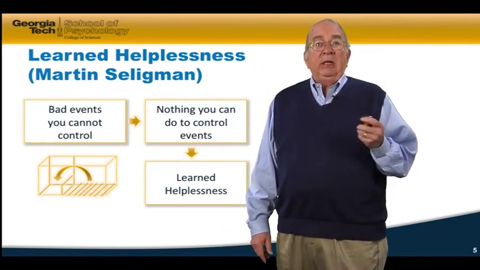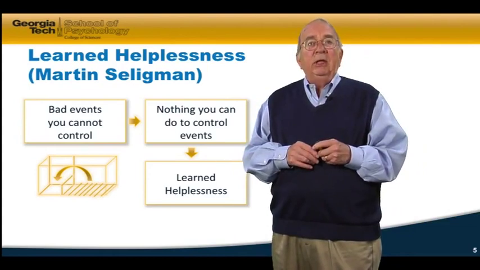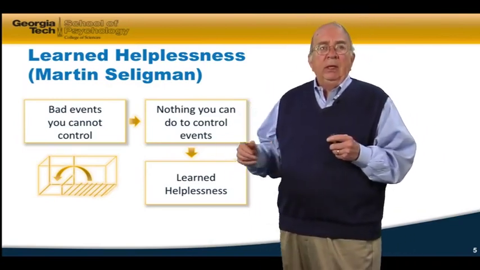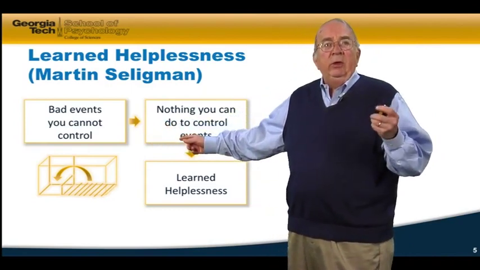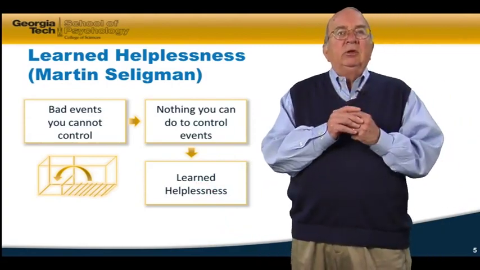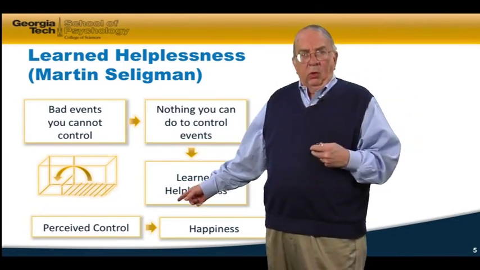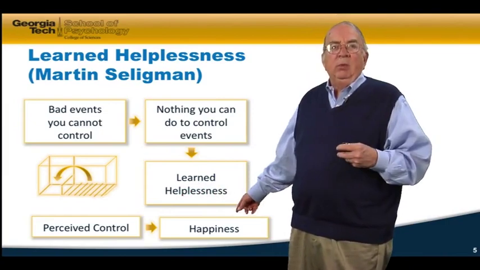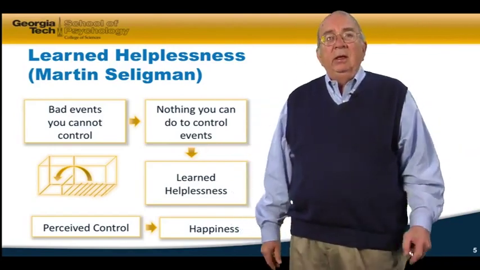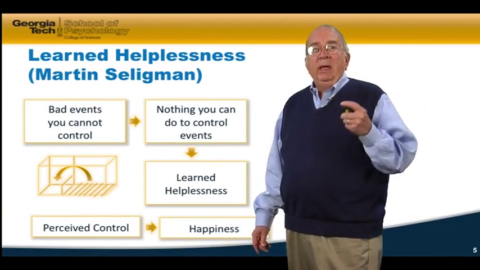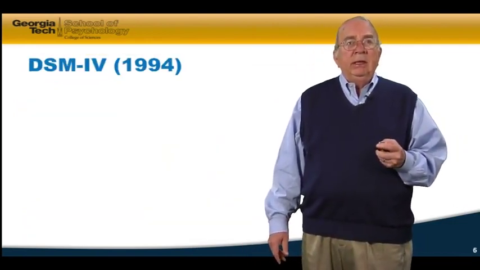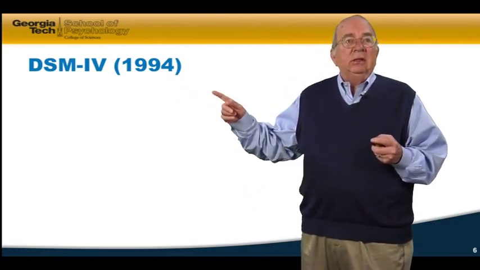Learned helplessness. And Seligman believed, and it's become an important construct in psychology, that learned helplessness is one of the things that sort of controls psychological disorders in so many people. So we have bad events that we can't control, nothing we can do to control them, and so we learn to be helpless in situations that maybe we could control. The opposite of this is also important, and that is that perceived control, if we feel like we can control things, really is important in determining happiness. So control of the situation is an important construct in happiness, in self-fulfillment, and in helplessness if we feel like we can't control it. Martin Seligman, learned helplessness.